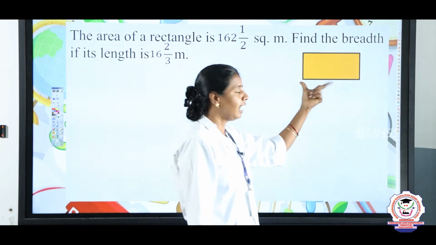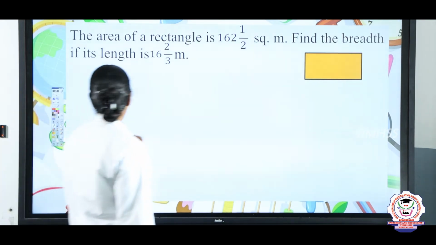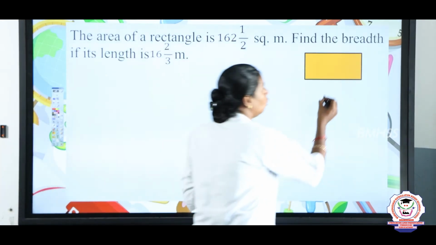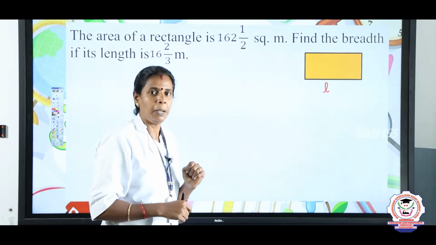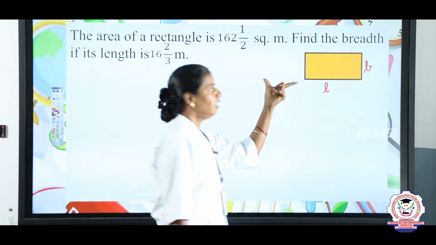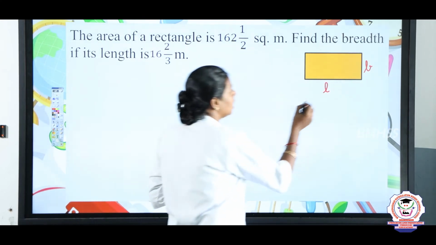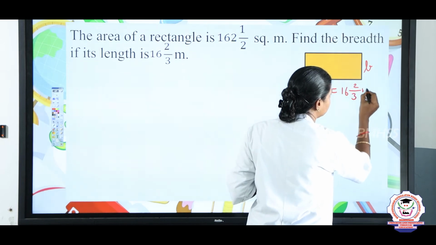See, we know how the rectangle will be. This is the rectangle. In this rectangle, opposite sides are equal and parallel, right? So this is the length, the opposite side will also be equal in length and parallel, and this will be the breadth. Here the length value is 16 2/3 meter.